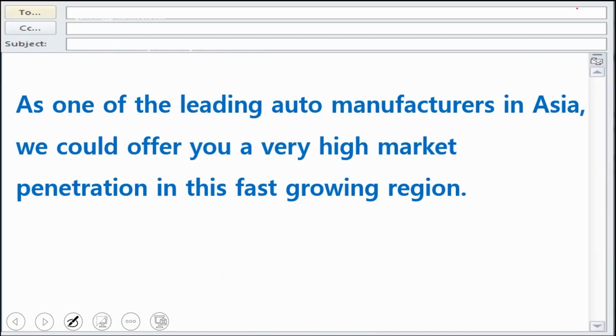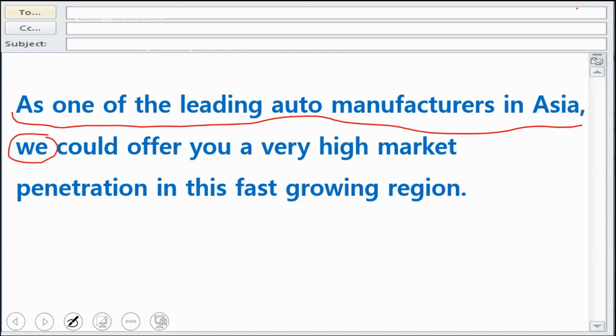Okay, here's our first example. We are one of the leading auto manufacturers in Asia. Now remember, if you start off with this type of construction with "we," you're describing yourself. If you put "you," then that description would apply to them. So be careful. You're describing yourself as one of the leading auto manufacturers in Asia. That's us, right? We could offer you a very high market penetration in this fast-growing region.